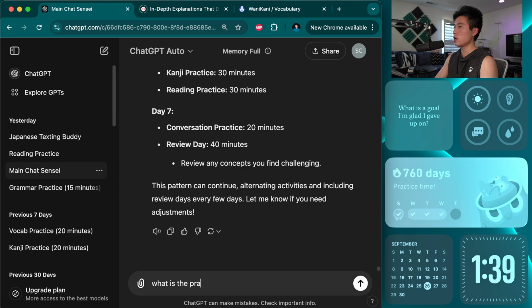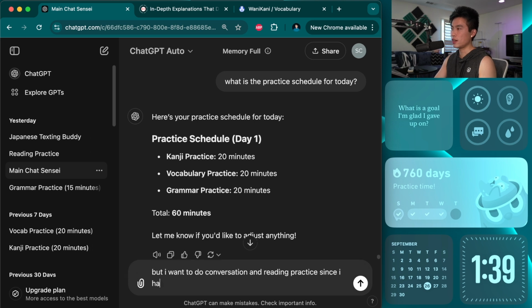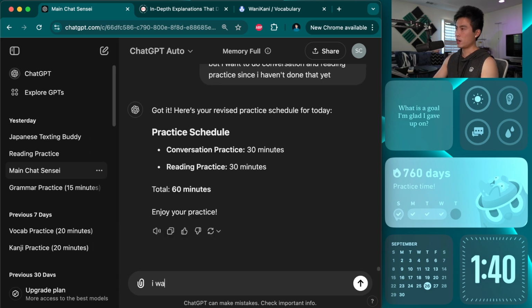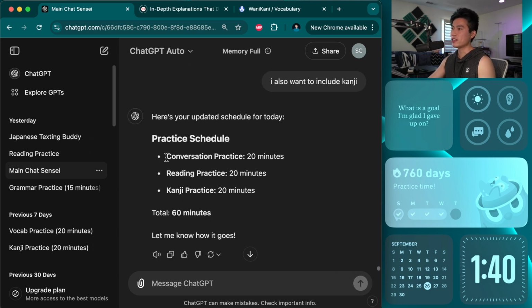What is the practice schedule for today? It says kanji, vocab, and grammar. That's a basic set, so I'm going to ignore that, ironically. But I want to do conversation and reading practice since I haven't done that yet. Interesting. I also want to include kanji. This is kind of pointless right now. I'm just doing this for fun, but this is probably what I should do. I want to include kanji every day.